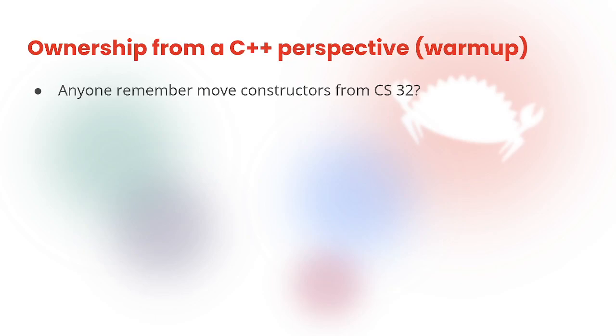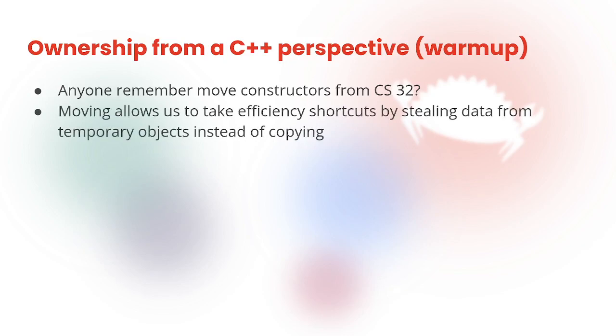So, what's the purpose of move constructors? So you can move into a different variable. But what is its purpose? Why do we want to move? I think it's to avoid a copy. So, yes, it's for efficiency reasons, and indeed, we can avoid a copy. Moving allows us to take efficiency shortcuts by stealing data from temporary objects instead of copying. Perfect, you got it. It enables us to steal data.